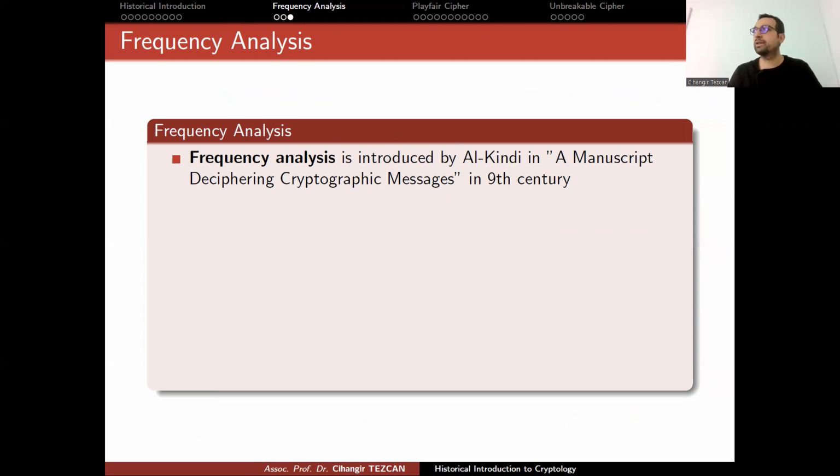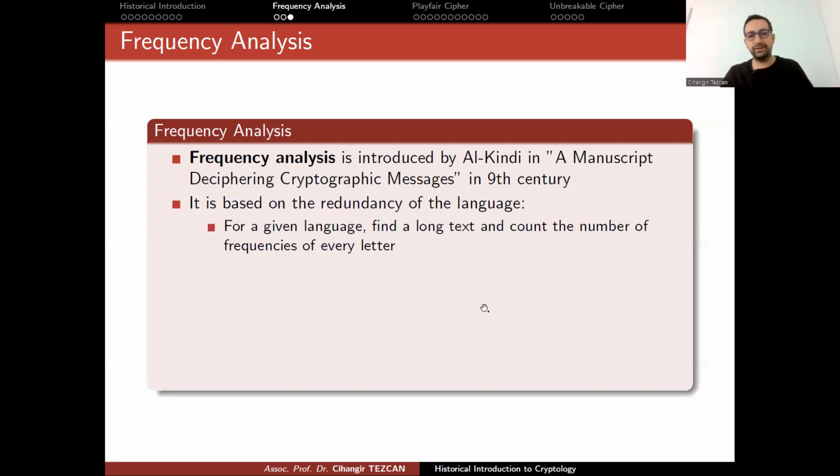So if you go there, you can see it, and if you pay some money, you can take the photocopy of the pages of this document. Okay, so it is explained like this. It is based on the redundancy of the language, and they say that some letters appear more frequently than other letters. So the question is how I can determine this and how can I use it to break the system.